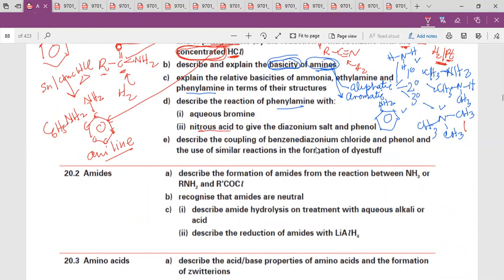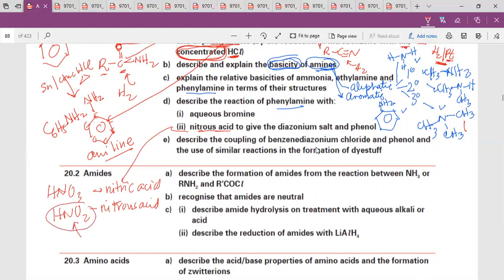It's this part here. This is of course your HNO3, which is your nitric acid. HNO2 is nitrous acid. We did it before in your practical. This is prepared freshly. Now this is very unstable. It's a pale blue solution. Very nice one, but it's very unstable.